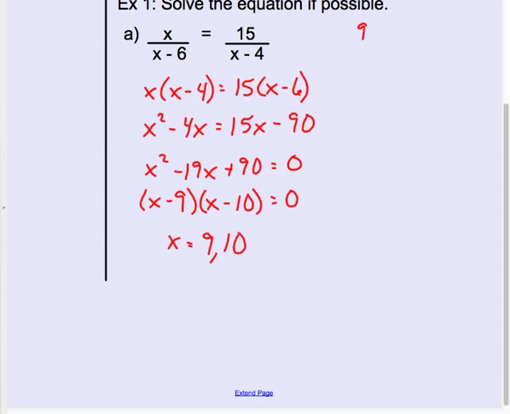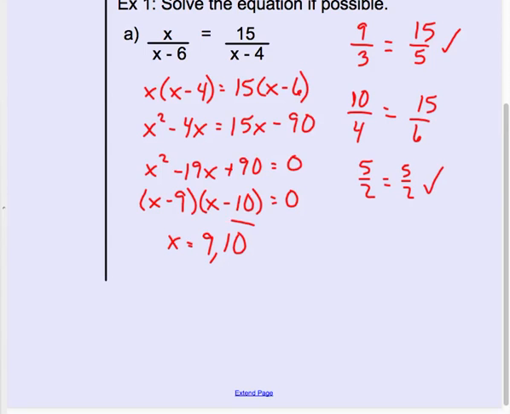So I'm going to start with 9 over 9 minus 6 is 3. 15 over 9 minus 4 is 5. 3 equals 3, so that one checks out. Substituting 10: 10 over 4, does that equal 15 over 6? Well, let's simplify and find out. First fraction, divide by 2. Second fraction, divide by 3. And that one checks out as well, so we didn't have any extraneous solutions on this one.